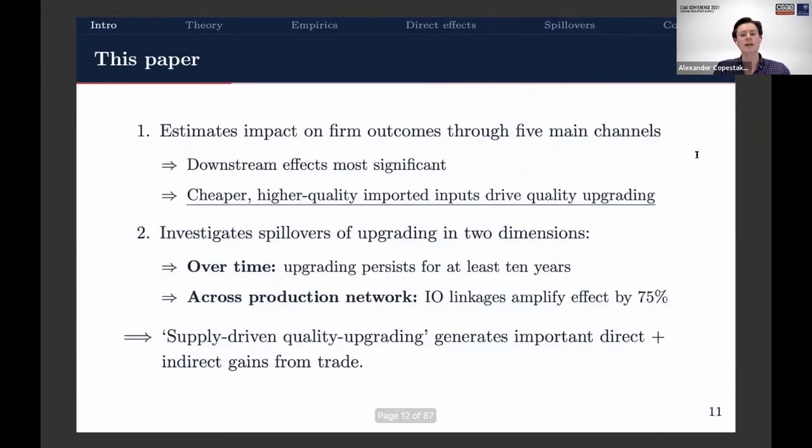So we're going to have to untangle these five, and what I'm going to find when I disentangle them is that that last channel, the downstream effects, seems to be where the action is. More specifically, when we dig into it in more detail, it's a story of cheaper and higher quality imported inputs coming in from China, and then driving quality upgrading, or allowing quality upgrading, for Indian firms further down that supply chain. I'm then going to investigate the spillovers of that upgrading in two dimensions. Firstly, over time, and we're going to see that it persists for at least 10 years. And then taking into account the whole production network, we're going to see that input-output linkages actually amplify this effect by 75%. So overall, the takeaway is going to be that a supply-driven quality upgrading mechanism is generating important direct and indirect gains from trade, which is quite contrary to the common China shock narrative that has particularly emerged from developed countries.